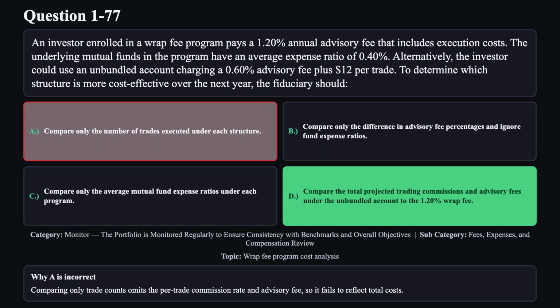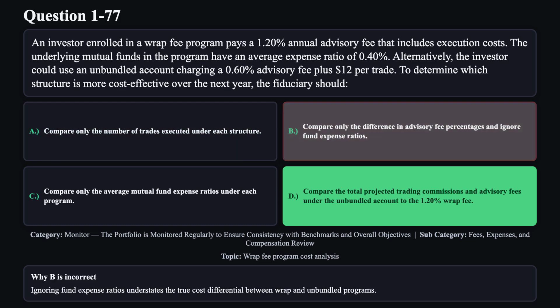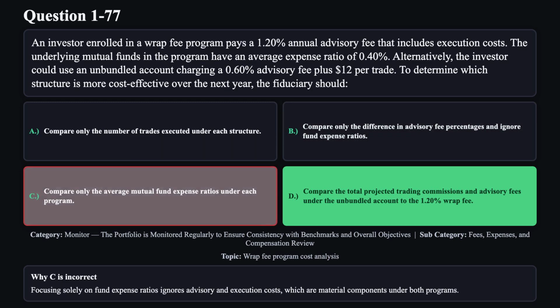Reason A is not correct. Comparing only trade counts omits the per-trade commission rate and advisory fee, so it fails to reflect total costs. Reason B is not correct. Ignoring fund expense ratios understates the true cost differential between wrap and unbundled programs. Reason C is not correct. Focusing solely on fund expense ratios ignores advisory and execution costs, which are material components under both programs.